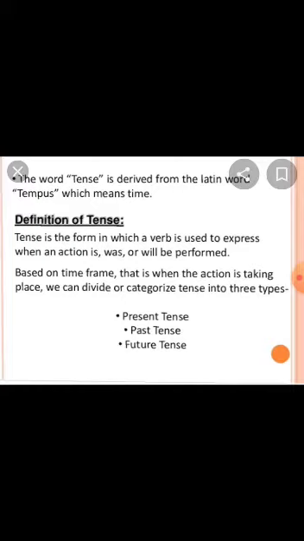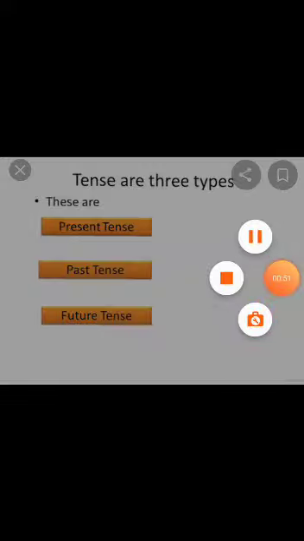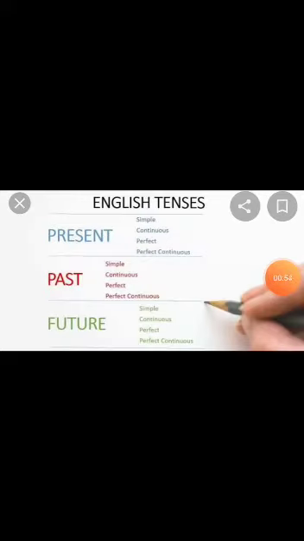Then this is the form in which a verb is used to express when an action is, was or will be performed. Tenses are of three types: present tense, past tense and future tense. Present tense refers to the present time that is going on. Past tense refers to the time that has passed, and future refers to the future time.